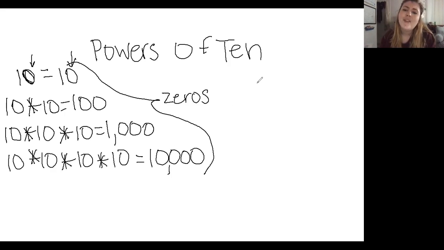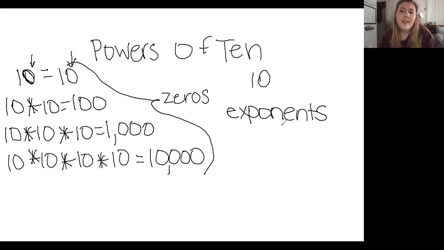But what if we needed to multiply 10 30 times? How are we going to represent that? Are we going to have to go through and write 10 30 times? See, this is what powers of 10 is. And there's this term that's called exponents. And mathematicians found a really easy way to write out 10 multiplied 30 times with just using what's called a notation.